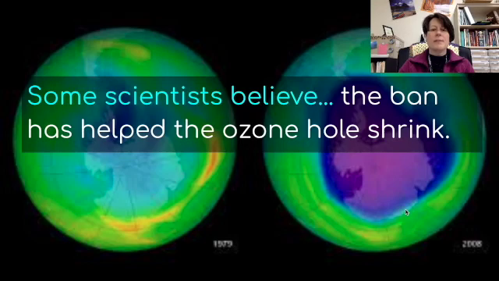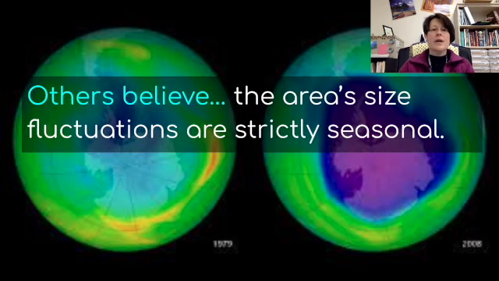Some scientists believe the ban has helped the ozone hole shrink. Like I said, it has gotten smaller since 2008. Others believe the area size fluctuations are strictly seasonal, that it's a seasonal thing, and maybe it's even over a number of years that it's just following a cycle and we haven't observed it long enough because with some of these observations, we don't have hundreds of years of data. We just have data for a very small time period. So it could be that it's going through a cycle.